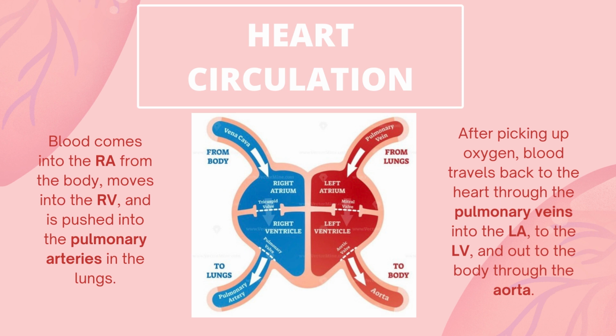So after picking up that oxygen from the lungs, the blood is going to travel back to the heart through the pulmonary veins into the left atrium. And from the left atrium, it goes through the mitral valve, and then it goes to the left ventricle, and then through the aortic valve, and out to the body's tissues through the aorta.